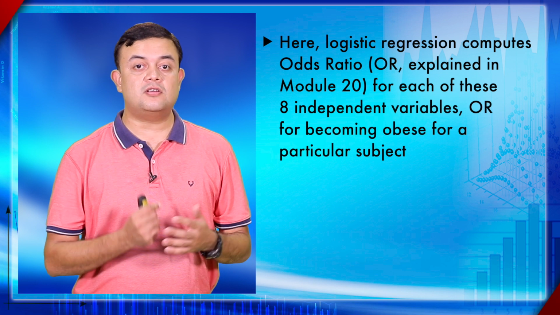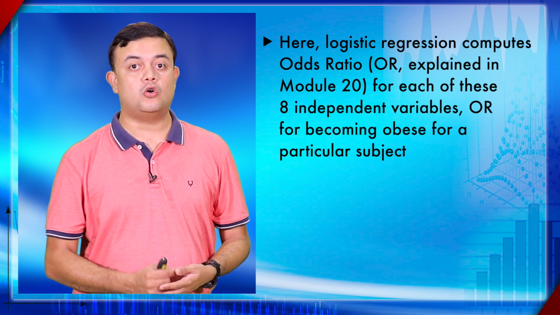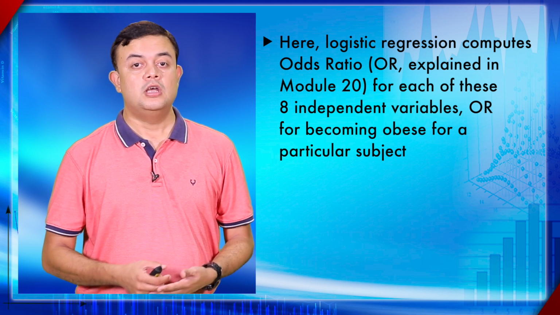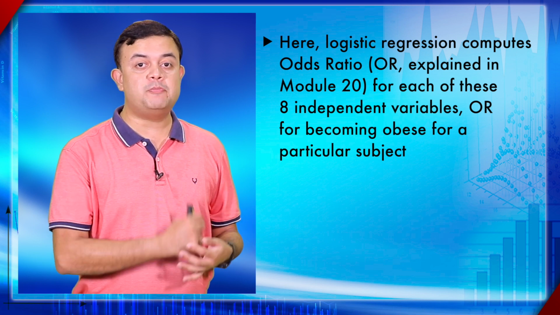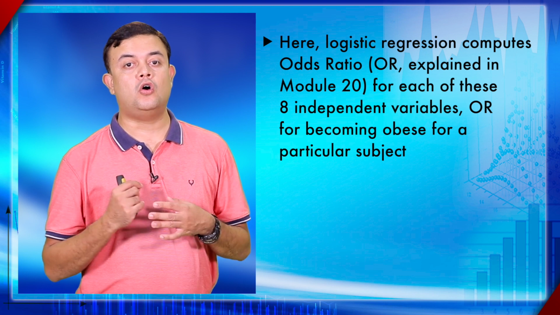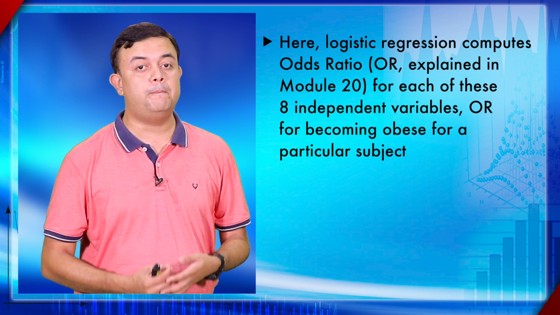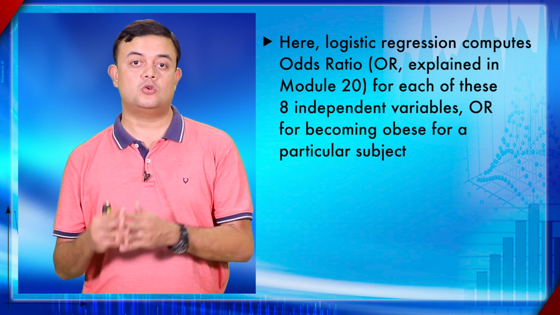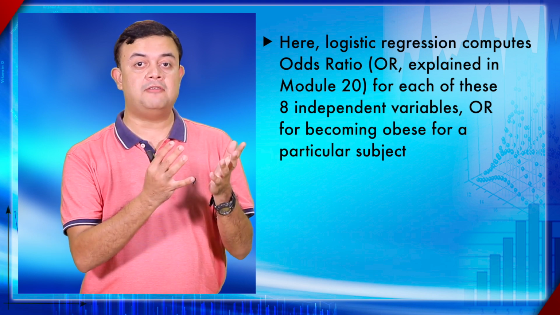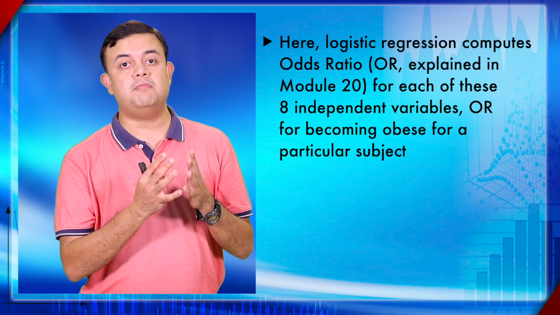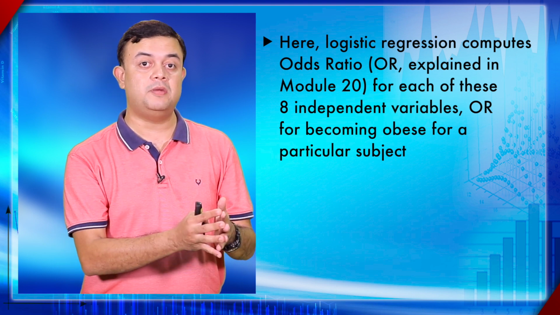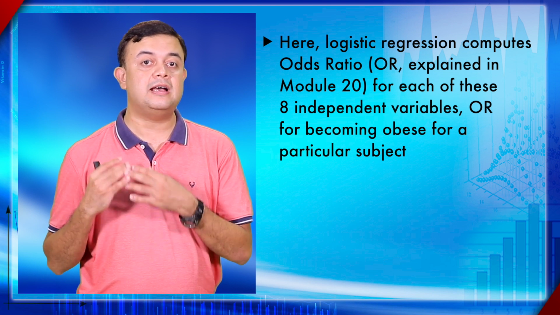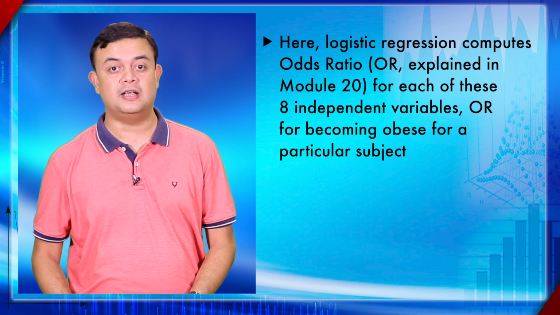Here logistic regression computes the odds ratio, or OR, explained in module number 20, for each of these 8 independent variables. That is the odds ratio for becoming obese for a particular subject, for example urban versus rural. What is the odds for an urban subject to become obese? The odds for becoming obese is what is being calculated in this model.